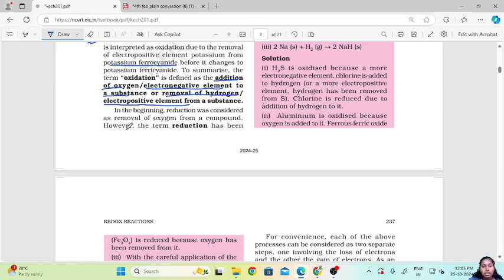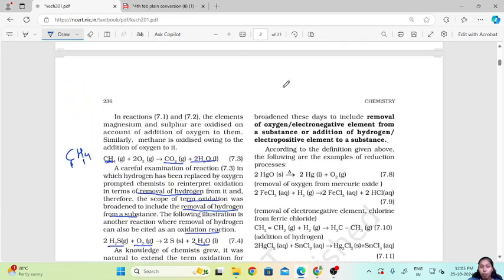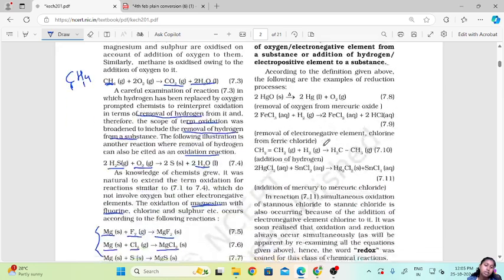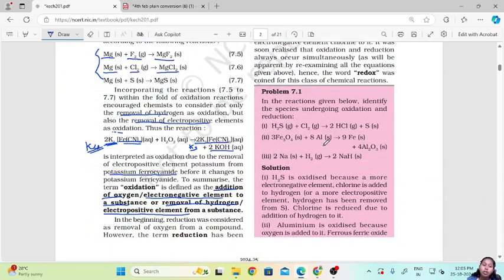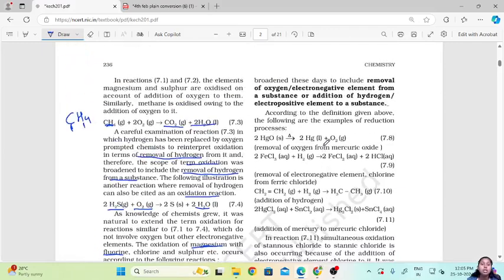However, the term reduction has been broadened these days. Just like how we broadened the term oxidation, similarly reduction was considered to be removal of oxygen from a compound, right? Since oxidation is addition of oxygen, reduction was considered removal of oxygen, but the term reduction was broadened these days to include removal of oxygen or electronegative element from a substance, or addition of hydrogen or electropositive element to a substance. It is straight opposite to the term oxidation.